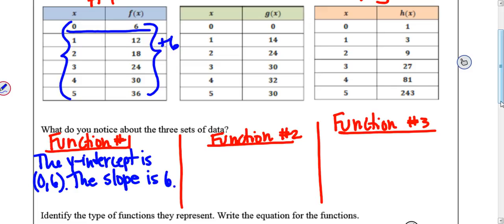Now function number 2. So for function number 2, again, when x is 0, y is 0, so we have points of intersection right there. It increases to 14, 24, 30, actually, and then it goes to 32. And then it goes back down to 30. Okay, so it's increasing on our y's, and then it starts to decrease. Let's go ahead and talk about how we have a maximum value.